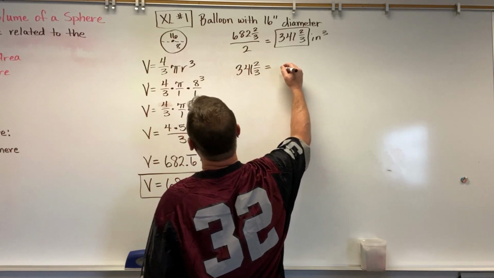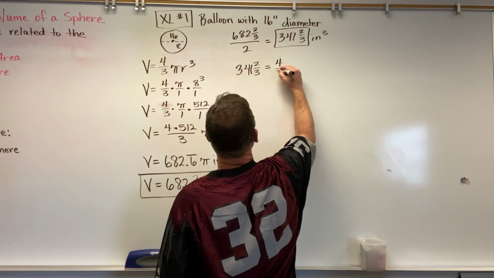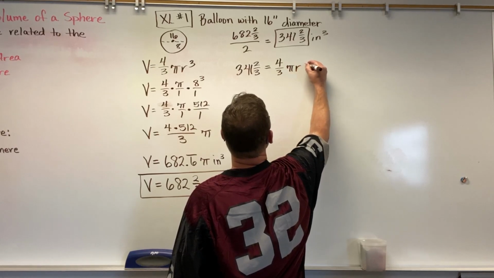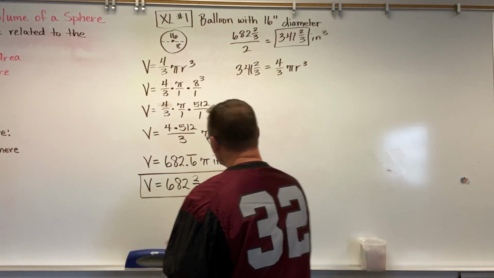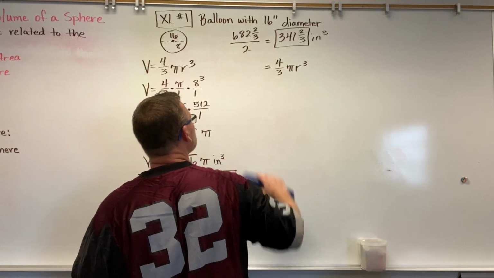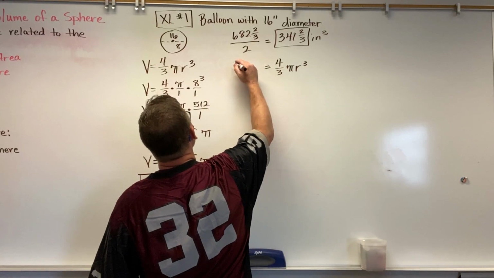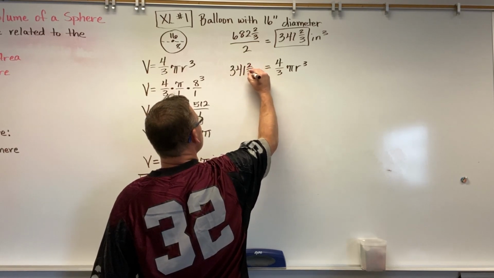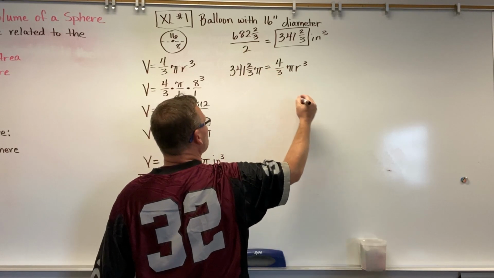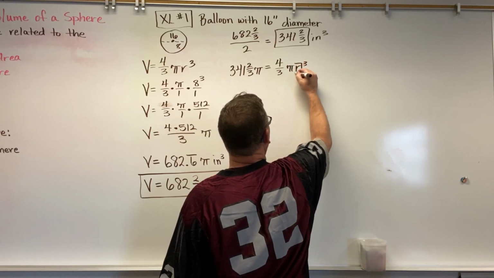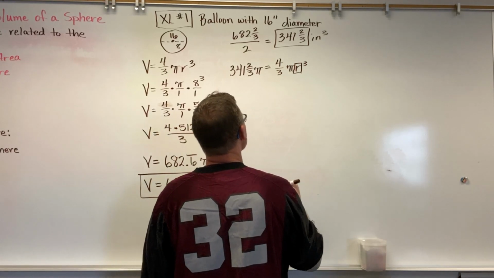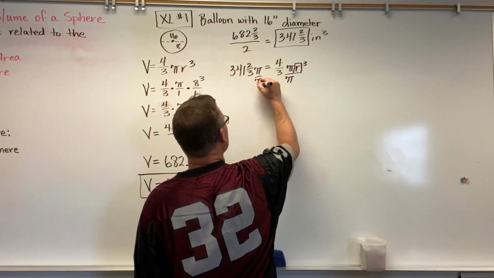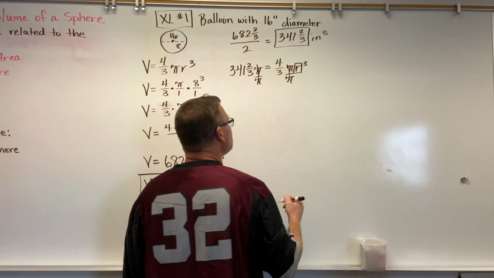And this equals 4/3 pi radius cubed. I'm going to rewrite this because I forgot the pi. 341 2/3 pi. So what I have to do is isolate r because we want to find out what the radius is. So the first thing I'm going to do is divide by pi. That's gone. So that made that easy.